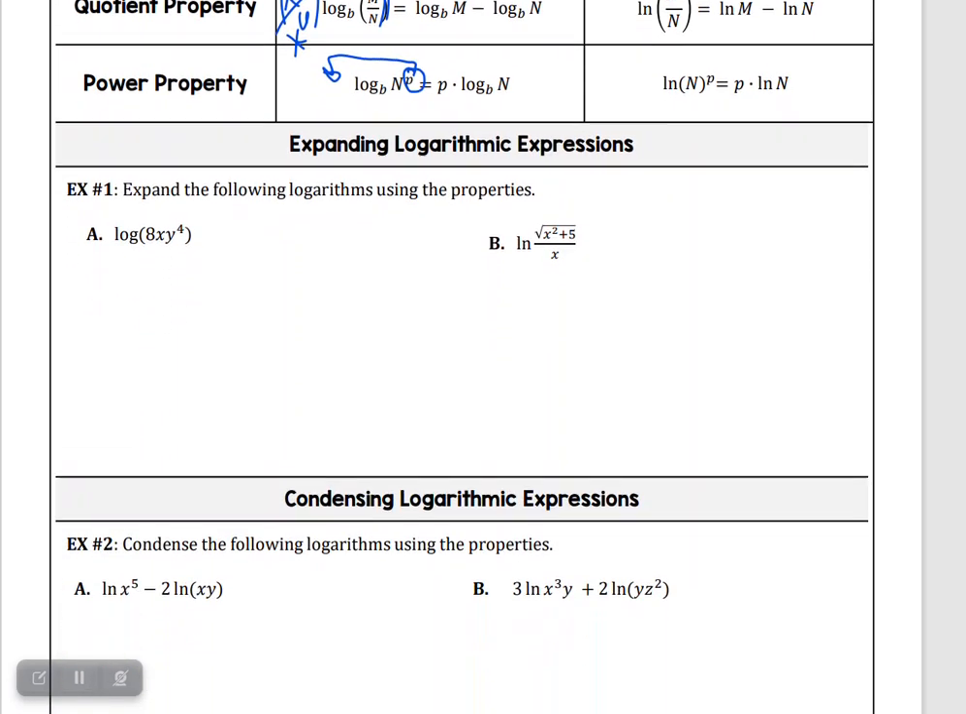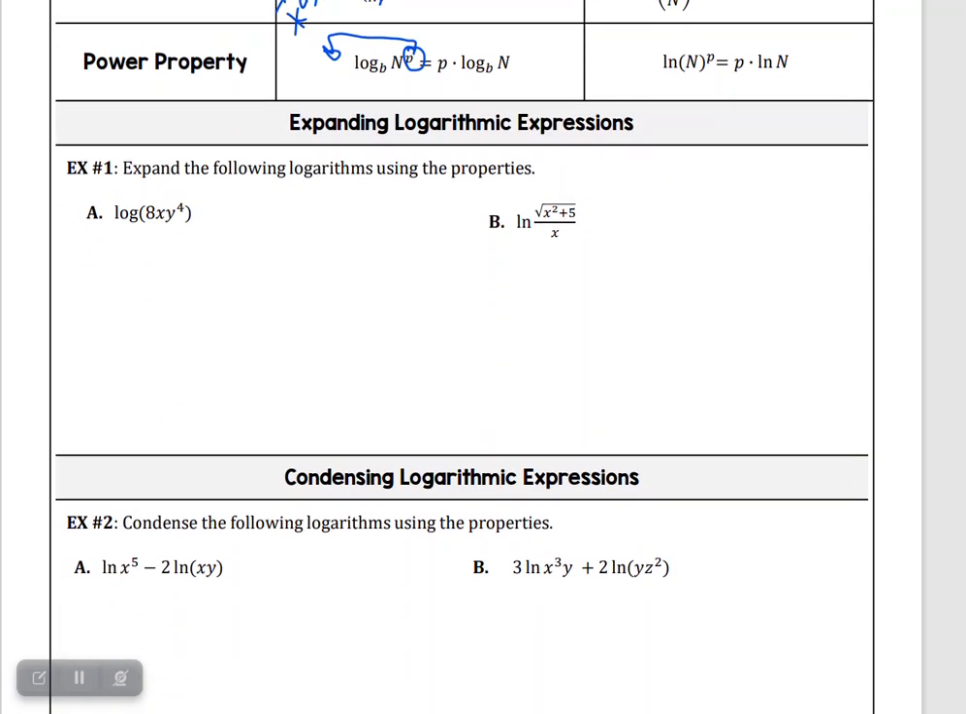So let's do some manipulation of this to see what happens. We're going to expand in number 1 and condense in number 2. In number 1, this is all multiplication, so that's what I'm going to start with. I want to separate the 8, the x, and the y to the 4th all with addition.